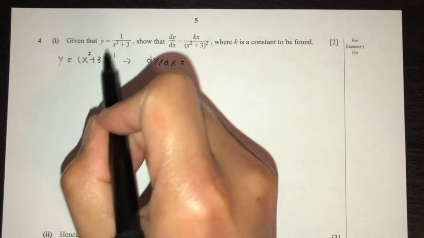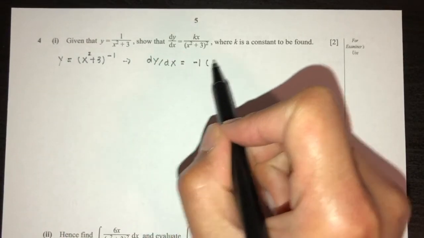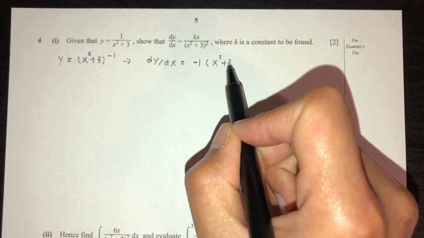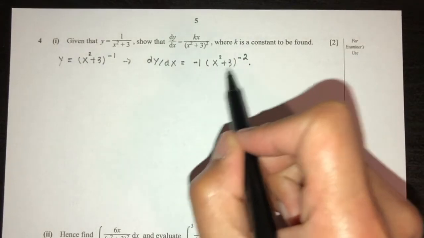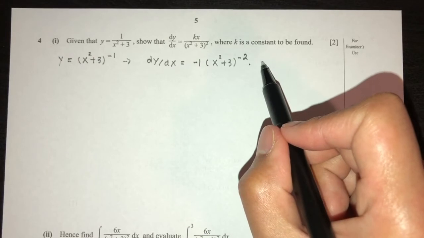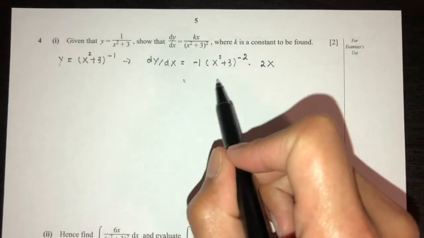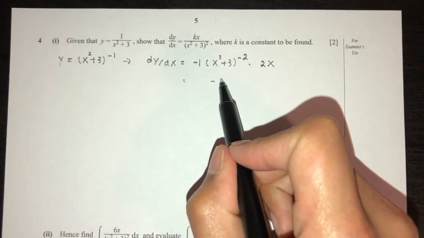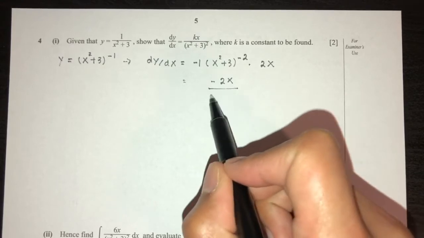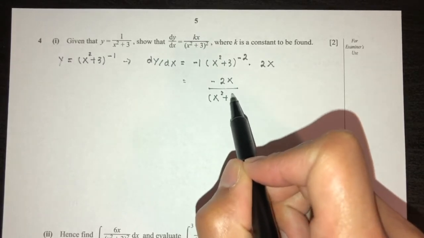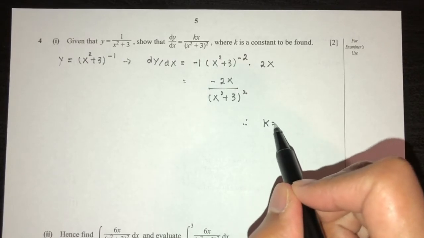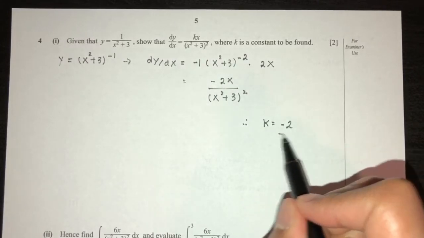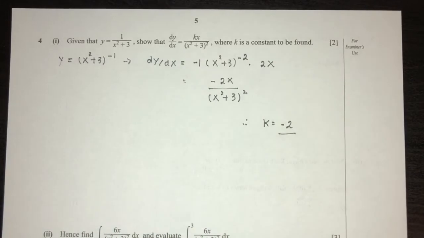First thing you have to multiply by the power, which is minus 1, x squared plus 3 to the power minus 1 minus 1, then times the derivative of the inside, d by dx, which is 2x. That will be minus 2x over x squared plus 3 squared. So k has to be the value of minus 2, according to this question.